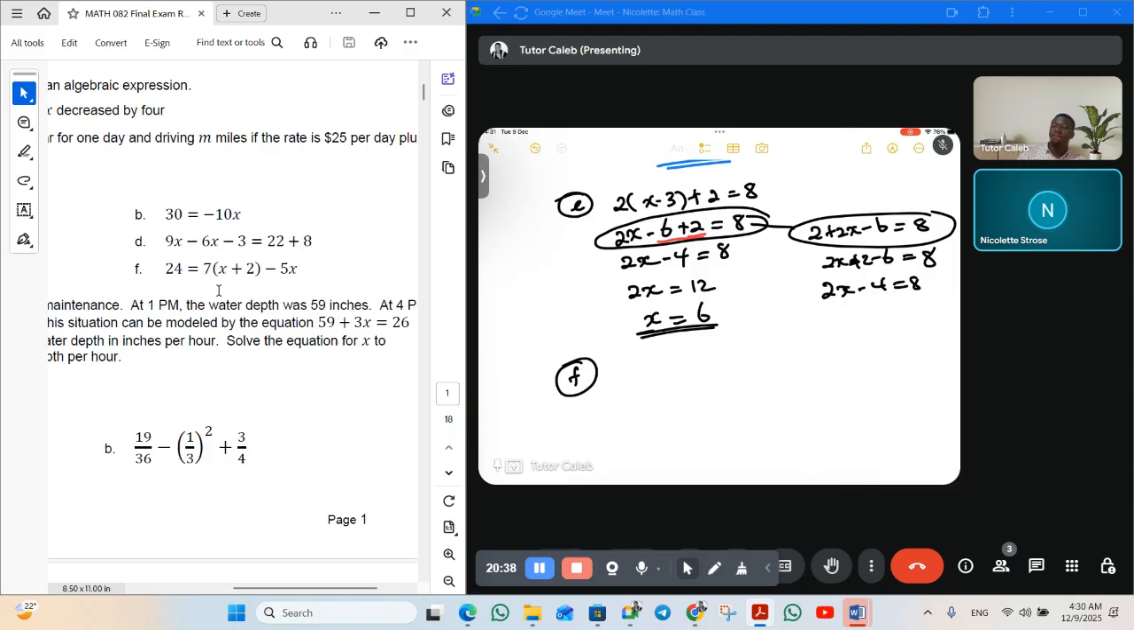Okay, this is F. 24 equals 7 times x plus 2, minus 5x.